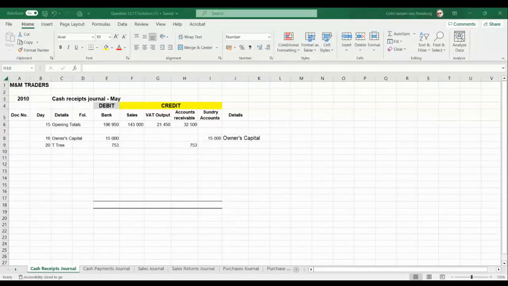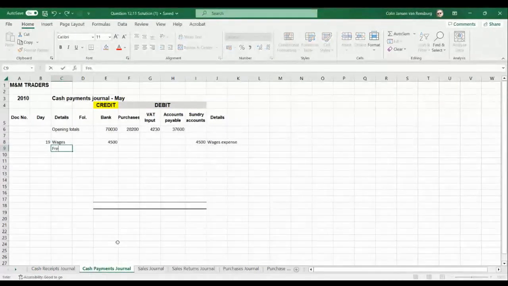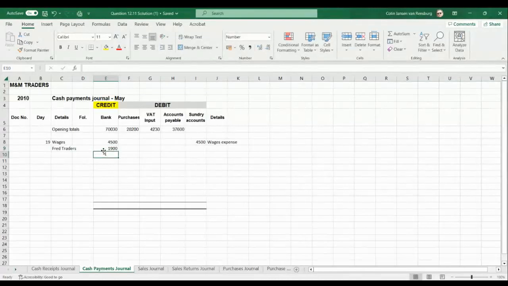Let me just check what the amount is. 1,900, and it's Fred Traders. Fred Traders. And the amount that we are paying is 1,900. Let's say that was on the 20th, just to give it a date.